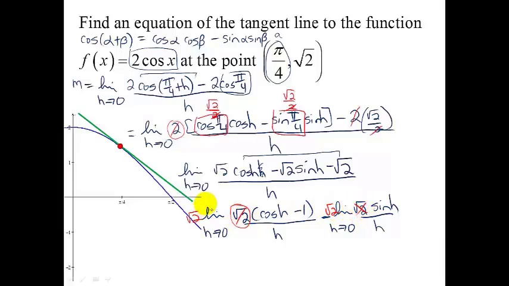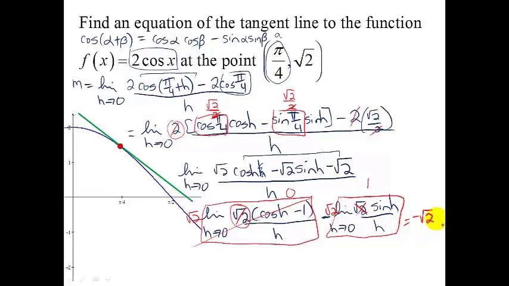And then we've got to remember something we learned earlier. The limit as h approaches 0 of cosine h minus 1 over h was 0, and the limit as h approaches 0 of sine h over h was 1. So this will be gone, and the rest of this will leave us negative square root 2. So we have found the slope of the tangent to the curve at pi over 4, and it's negative square root 2.